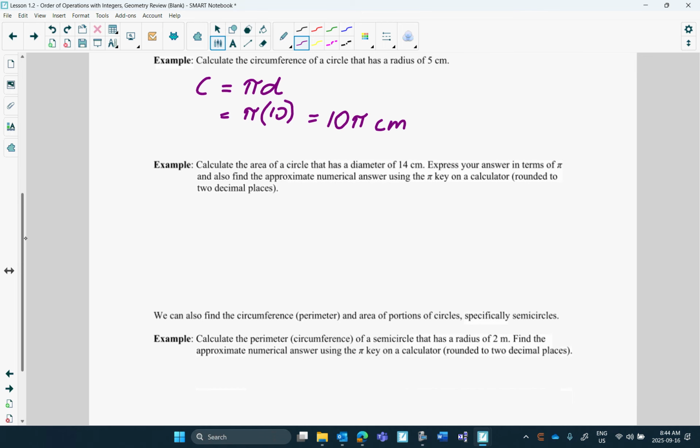And you can do the same thing with area. So we've got a circle that has a diameter of 14 centimeters. We're asked to find the area, and we're asked to express our answer in 2 ways. Terms of pi, it's called, so you leave the pi symbol in your answer. And then the numerical answer, where you use your calculator and round to 2 decimal places. So what's the formula for area of a circle again? Pi r squared. So we've got to replace r with the radius, which would be 7.